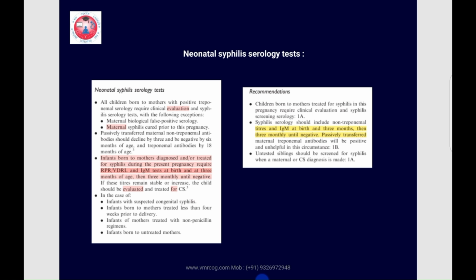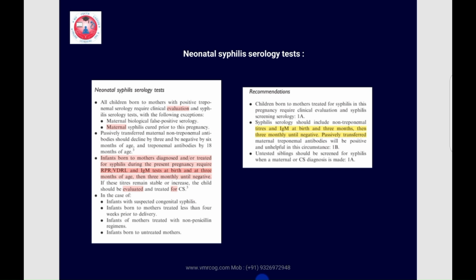And in case of infants with suspected congenital syphilis, infants born to mothers treated less than 4 weeks prior to delivery, infants of mothers treated with a non-penicillin regimen, and infants born to untreated mothers will require evaluation in this particular way. Okay, so this is important from the congenital syphilis point of view. So let's see the recommendation.